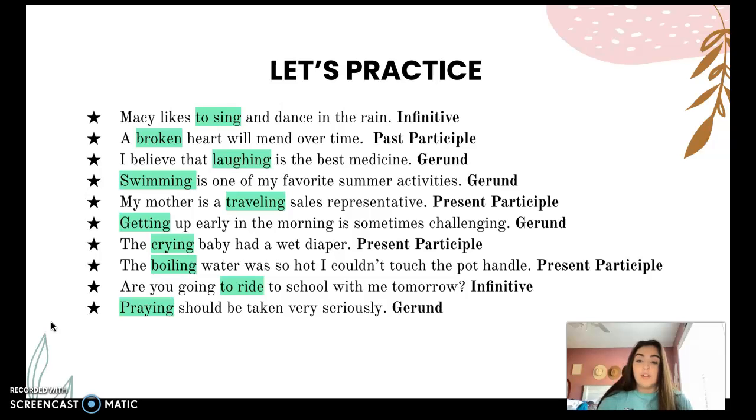Secondly, a broken heart will mend over time. You should have highlighted broken, and this is a past participle because it ends in en, and it is in the past tense. Number 3, I believe that laughing is the best medicine. So laughing is a gerund in this sentence, and it is functioning as a noun. So remember, if it's not describing anything, it is most likely a gerund.